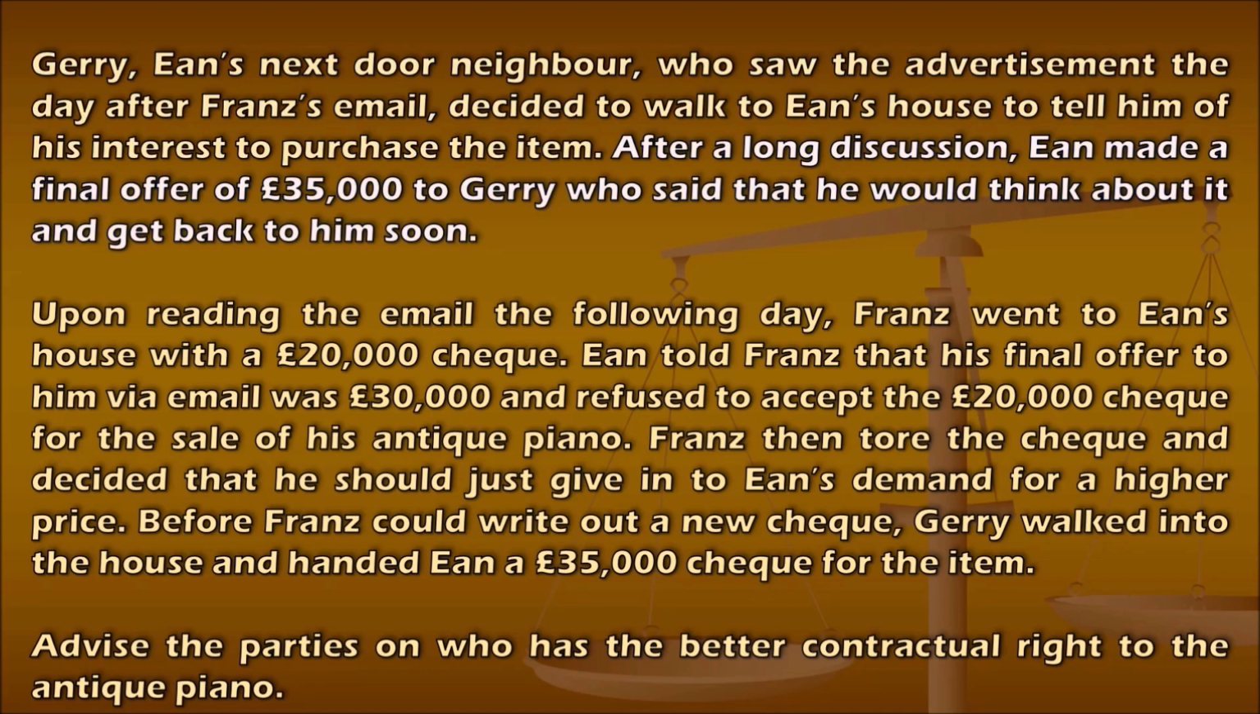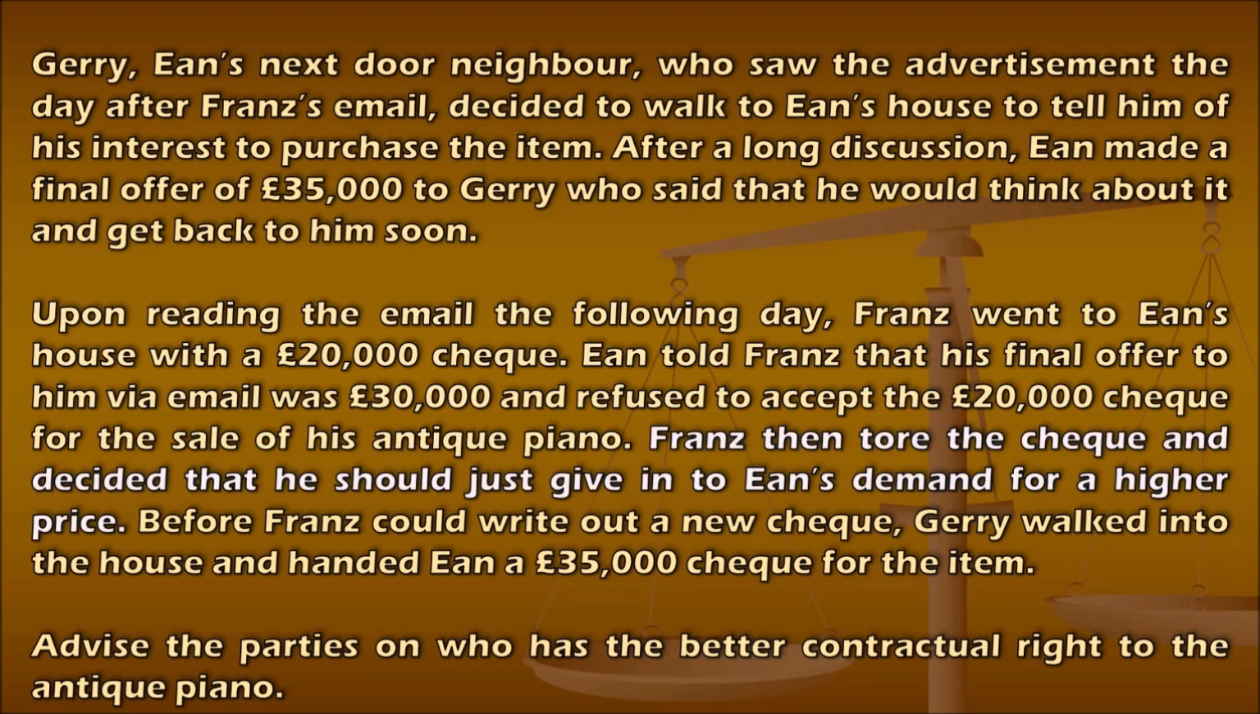After a long discussion, Ian made a final offer of £30,000 to Jerry, who said that he would think about it and get back to him soon. Upon reading the email the following day, Franz went to Ian's house with a £20,000 check. Ian told Franz that his final offer to him via email was £30,000 and refused to accept the £20,000 check for the sale of his antique piano.